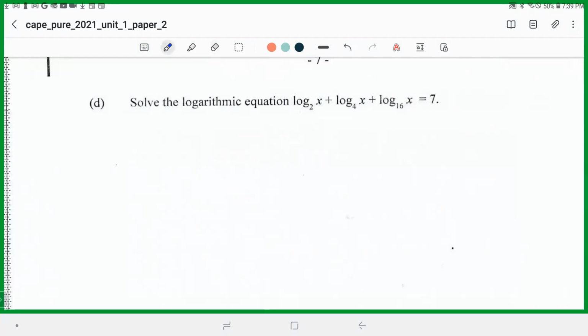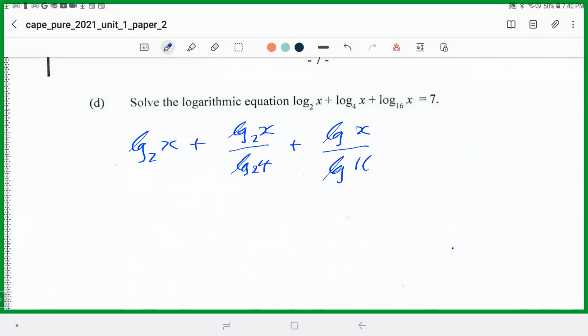The first thing I want to do is change the base. So this one stays as it is because it is already base 2, right? So it becomes log to base 2 of x. This now, remember, it becomes log of x over log of 4, right? And then put the 2 of them to base 2. Then this one, same thing. It becomes log of x over log of 16. Put the 2 of them to base 2. And this equals 7. It's gonna get easy now.